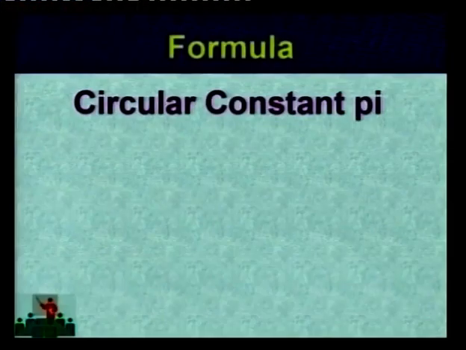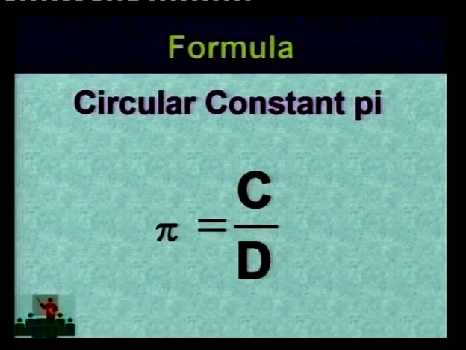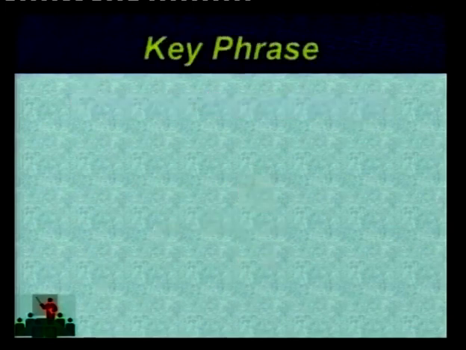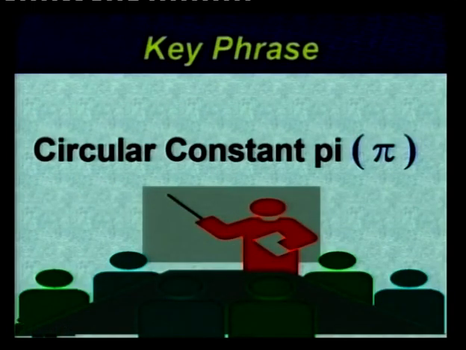Receiving students and ATs, the formula to identify pi is pi equals circumference over d, which is the diameter. C stands for circumference, d stands for diameter. Receiving students and ATs, our key phrase for today is circular constant pi.